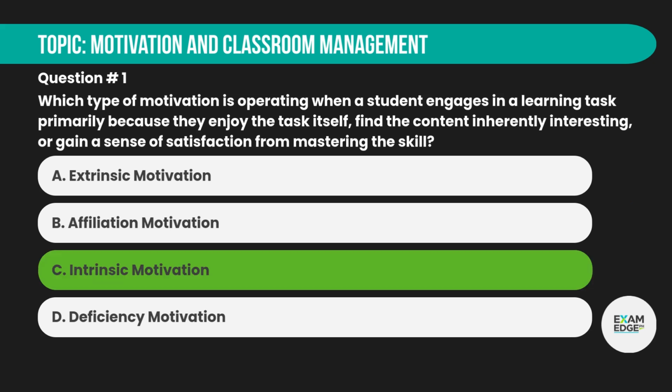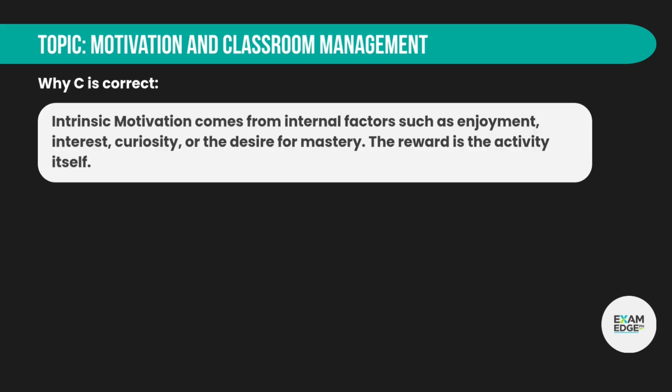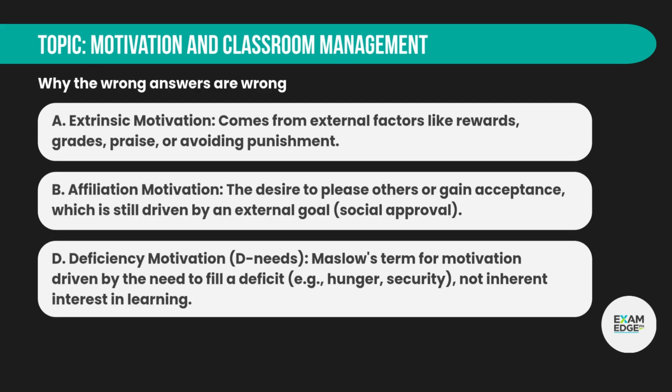Correct answer: C. Intrinsic motivation. Why C is correct? Intrinsic motivation comes from internal factors such as enjoyment, interest, curiosity, or the desire for mastery. The reward is the activity itself. Why the wrong answers are wrong? A. Extrinsic motivation comes from external factors like rewards, grades, praise, or avoiding punishment.